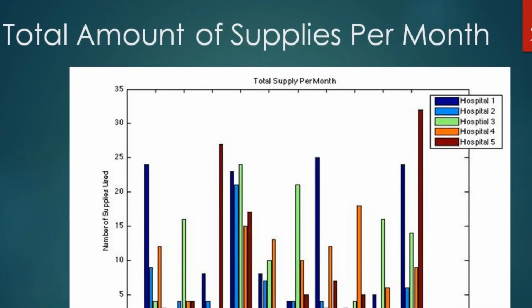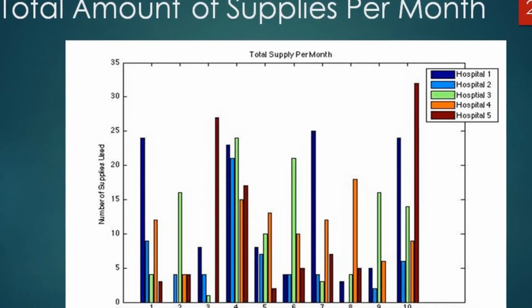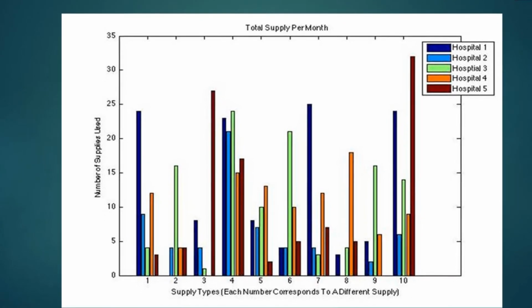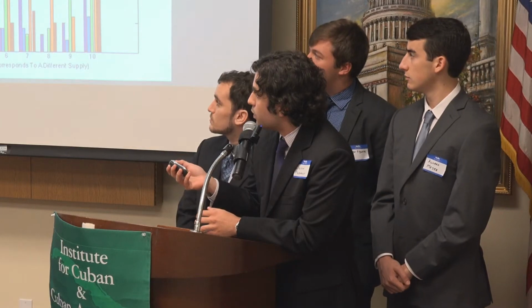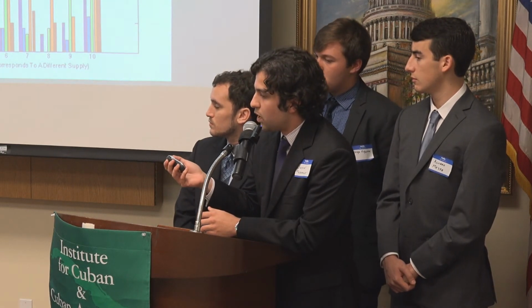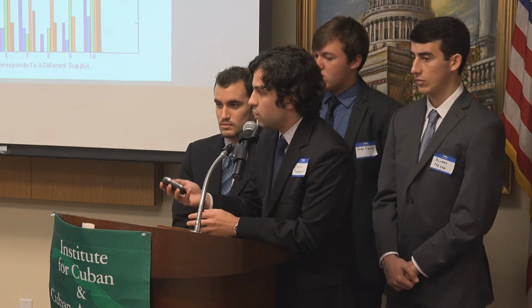This script allows us to do a total inventory of all the supplies in every single hospital for any month we desire. Again, every single hospital is denoted by a different colored bar. Each number here corresponds to a different supply, depending on how it was formatted in Adrian's program.